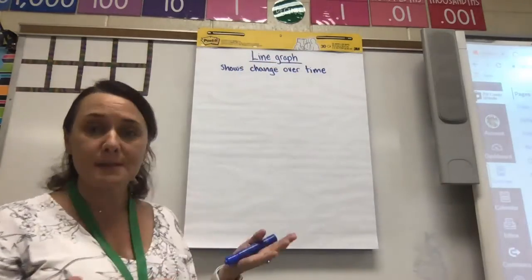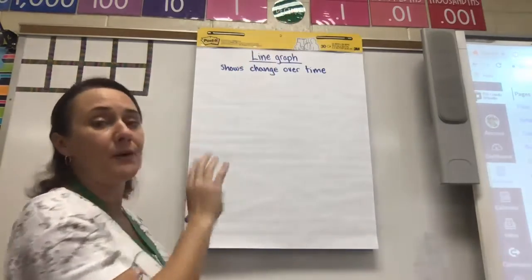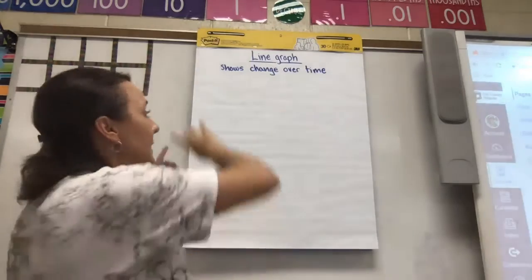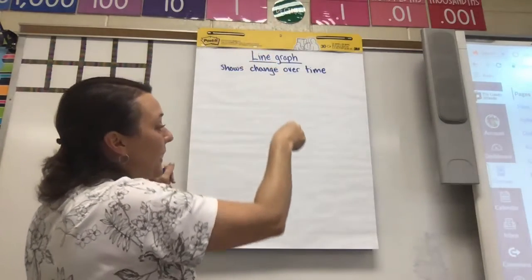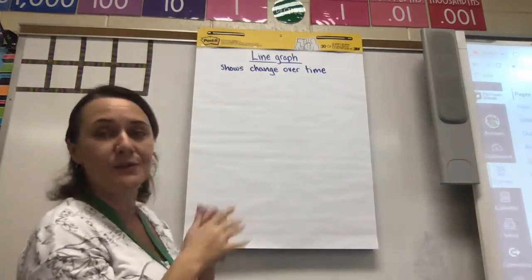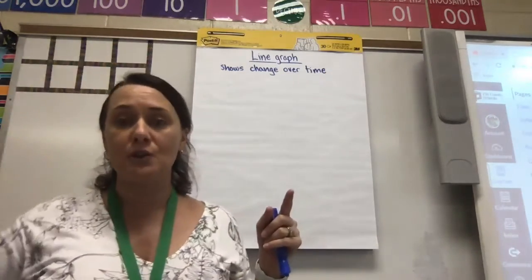So around Christmas time, my graph goes up, okay, because of all the wonderful turkey and wonderful Christmas food. And then it'll go down after January, because then I get my New Year's resolutions and I start working out. Okay. So line graphs show change over time.